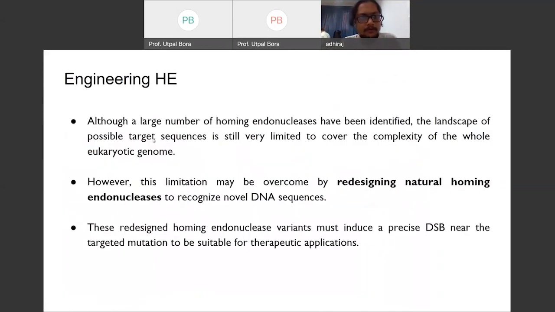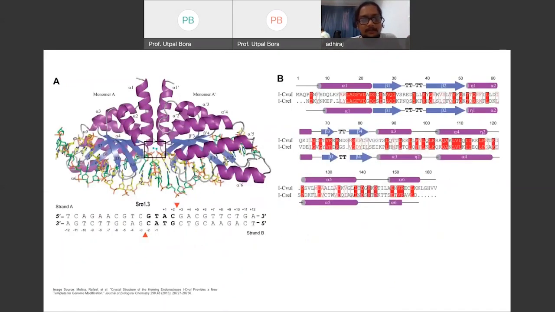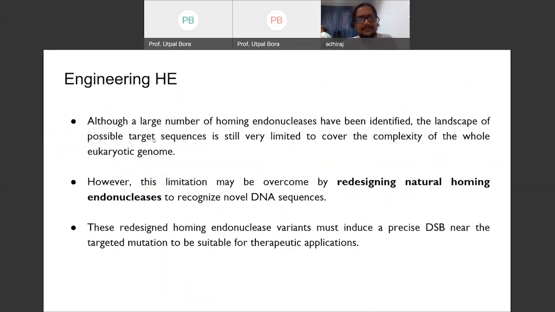So moving on, let's talk about the engineering part of it. We know these are the naturally occurring homing nucleases and these are their targets, but if we want to engineer them so that they can go and bind in the places that we want, some customized place, a lot of research has been going on. Although a large number of homing endonucleases have been identified, the landscape of possible target sequences is very limited to cover the complexity of the whole eukaryotic genome, of course.